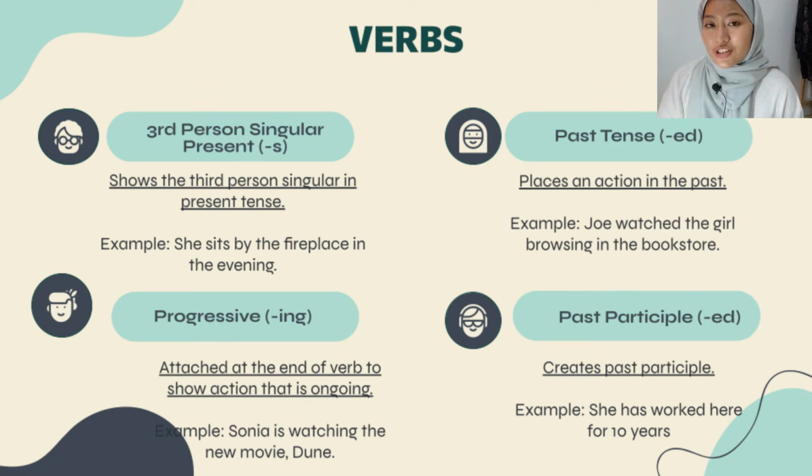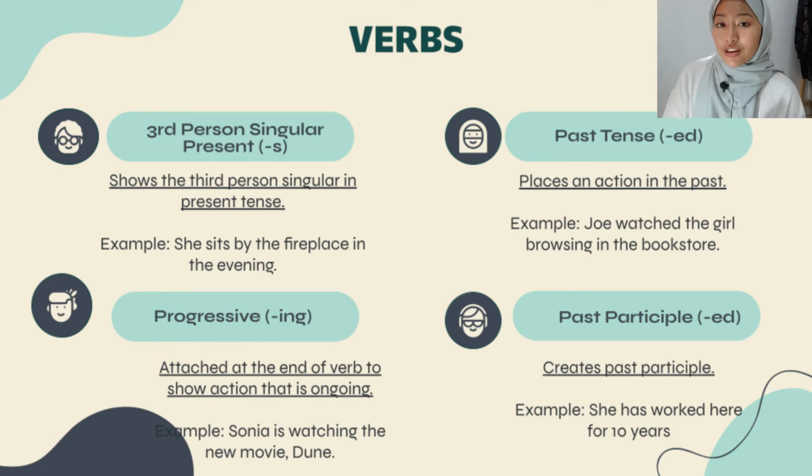The next inflection is a very popular one, which is showing a progressive verb. And this happens when you add -ing at the end of a verb. So the -ing that is attached to the end of the verb serves the purpose of showing that an action is ongoing. As an example, we can say that Sonia is watching the new movie, Dune.